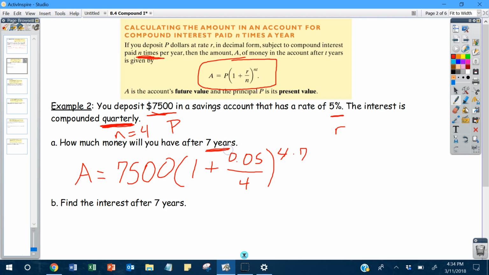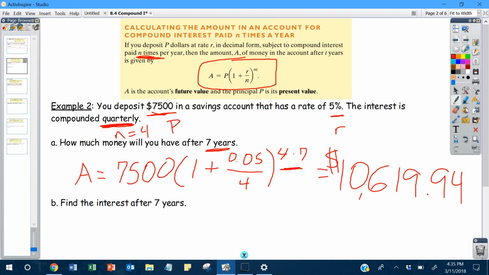How much money will you have after 7 years? So I can do all that in my calculator. And you want to be careful punching this in. Make sure your order of operations work out. The only issue putting this in the calculator is you might want to make sure that both of these numbers end up in the exponent. So you could put them in parentheses, maybe 4 times 7 in parentheses, and I end up with $10,619.94.